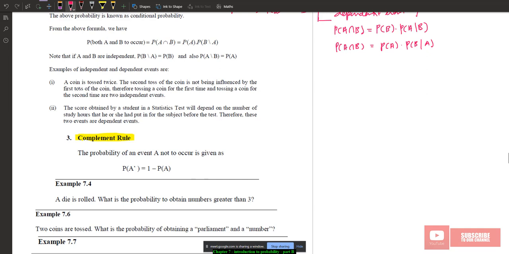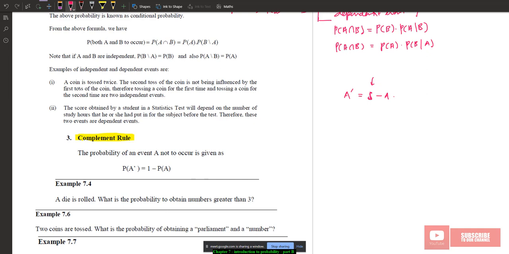Complement rule, if you understand in set theory, a complement is equal to the elements that do not reside in A, right? Means it should be in the sample space, but not in A, right? So S minus A.